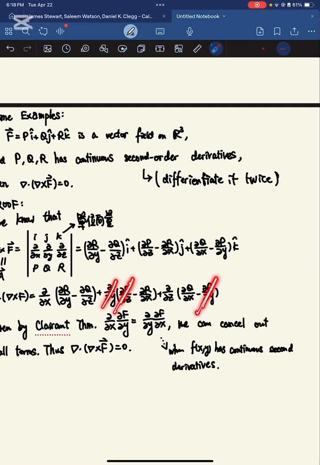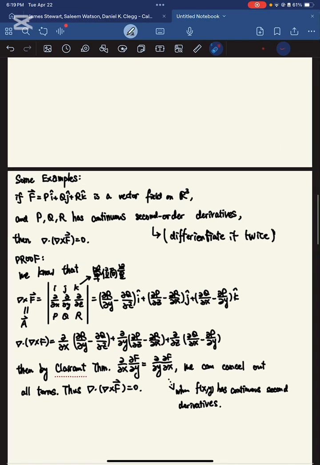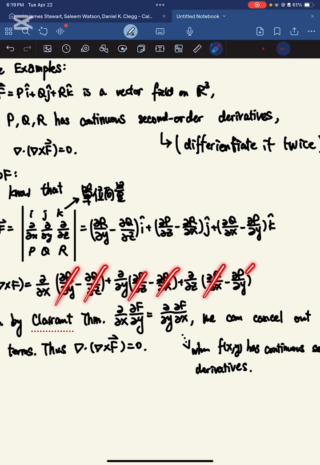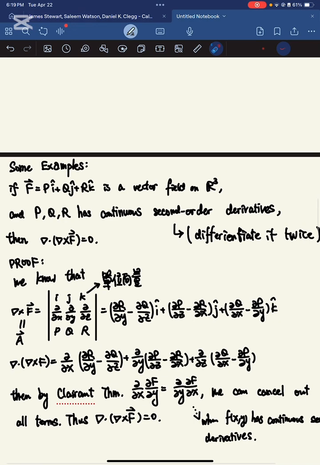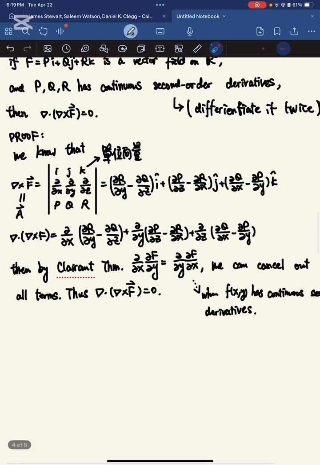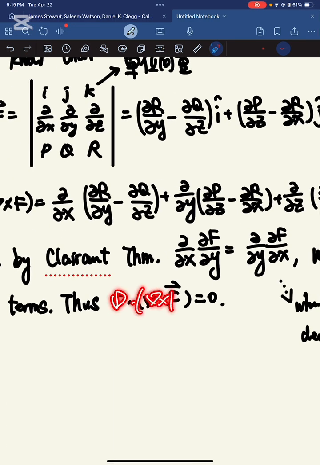So for p we can cancel out everything, and for q we can cancel out, since there is zx and zx, and for r there is yx and yx. Okay, so everything we can cancel out. So we are left with 0. So we know that no matter what components we have for the vector field, the divergence of the curl of a vector field is always 0.